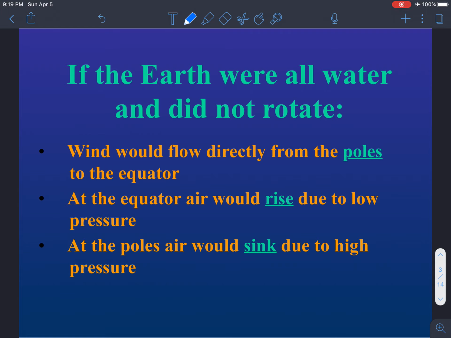Okay, so here's a scenario. If the Earth were all water and did not rotate, then winds would flow directly from the poles to the equator in a straight line. At the equator, air would rise up due to its lower pressure from being warm, and at the poles, air would sink due to its higher pressure from being cold.